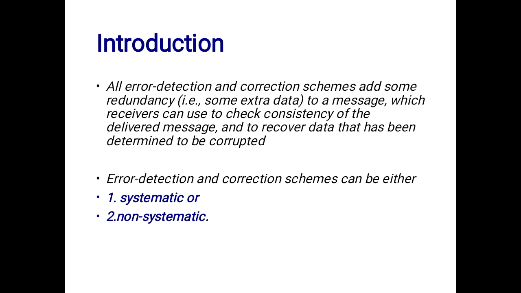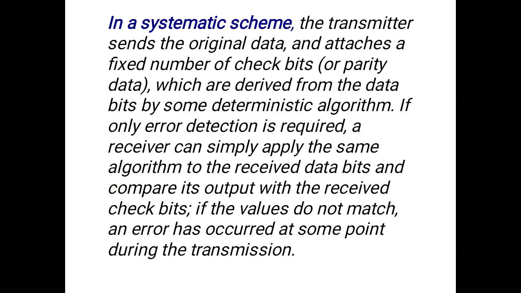Okay, now error detection and correction schemes can be either systematic or non-systematic. Now we will see what is systematic scheme, what is non-systematic scheme. In a systematic scheme, the transmitter sends the original data and attaches a fixed number of check bits. Check bits can also be called as parity bits or parity data, which are derived from data bits by some deterministic algorithm.